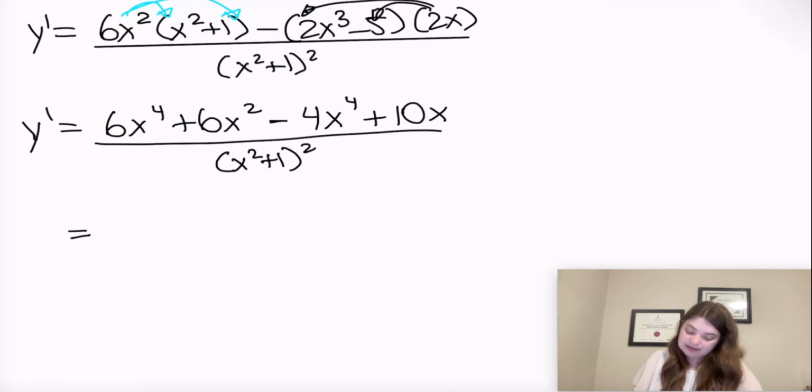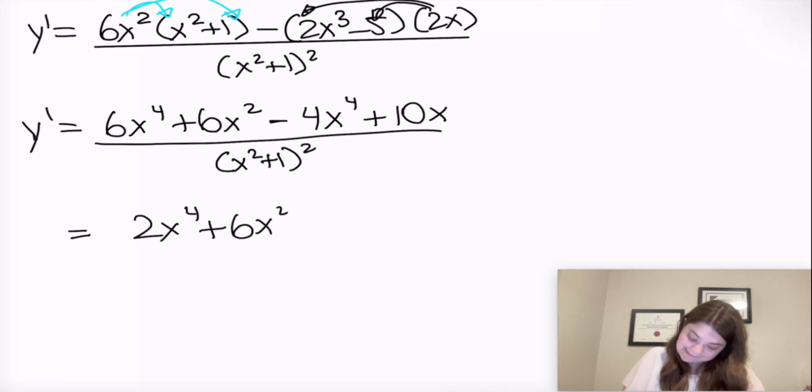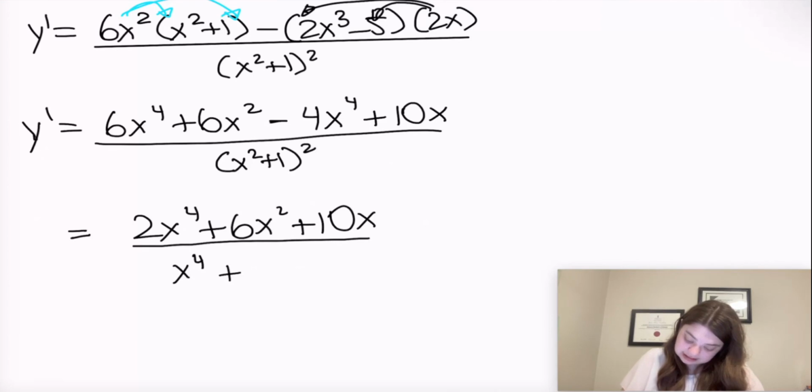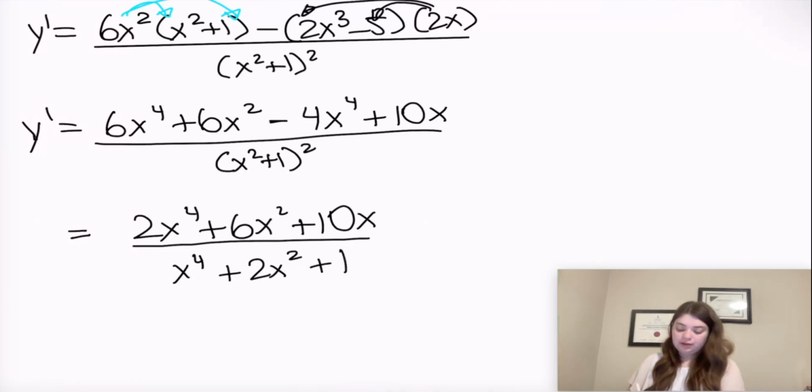And then I'm going to simplify the numerator. So 6x to the power 4 minus 4x to the power 4 would be 2x to the power 4. And then we have 6x squared and then plus 10x. And then in the denominator, we have x to the power 4 plus 2x squared plus 1. And there we go. There is our fully simplified form.